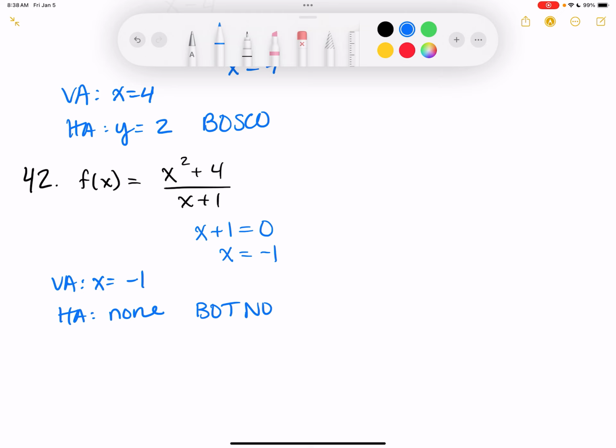Did I copy the problem wrong? I copied the problem wrong, but it doesn't matter. It's not going to change anything.